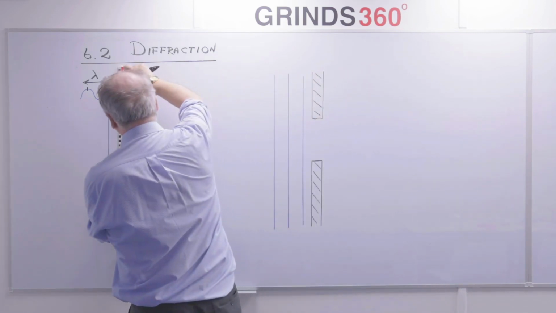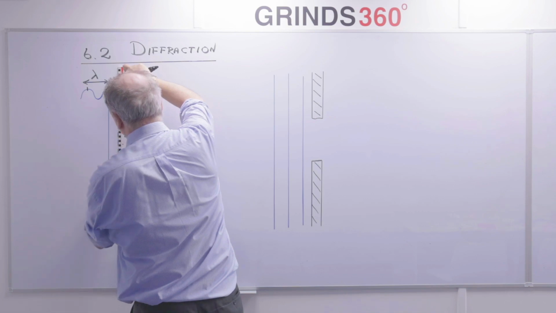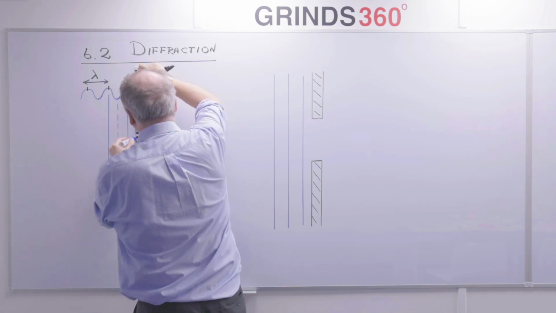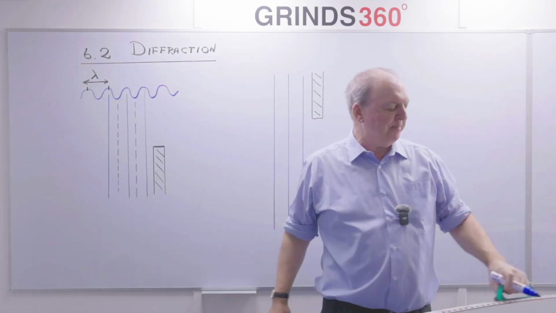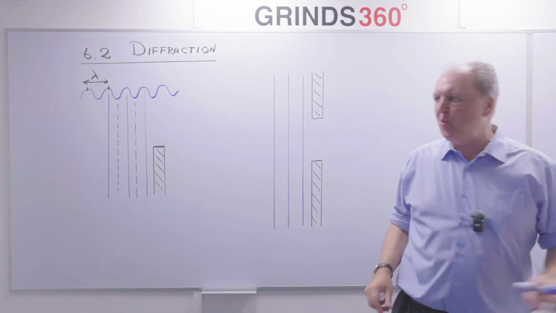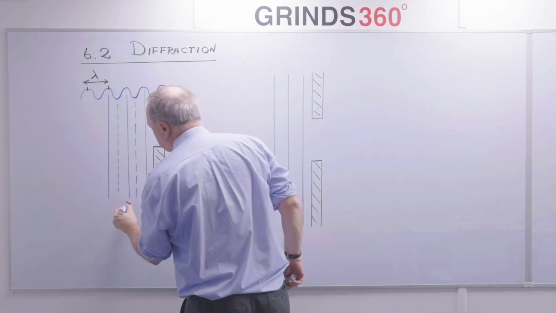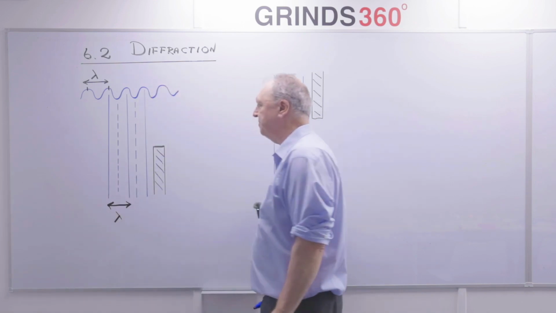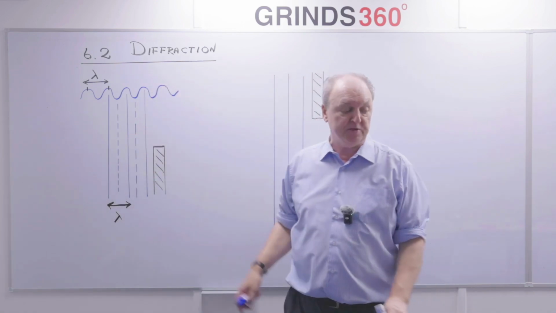So here's the trough, and I draw a broken line in between. Here's the trough, broken line again. And of course, when I look at my wave from above, the wavelength, lambda, will be the distance between two continuous lines. That represents lambda. Okay, so this wave is moving to the right past this obstacle.